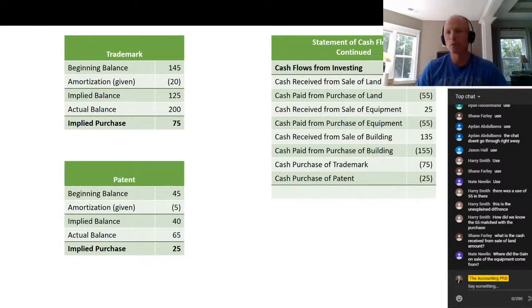Again, the rhythm of the puzzle is hopefully getting familiar. You start with the beginning balance, identify all the things that we know happened, in other words, the things that are disclosed that happened, and that gives us an implied balance. We compare the implied balance to the actual balance, and from there we can calculate an implied purchase or an implied sale.